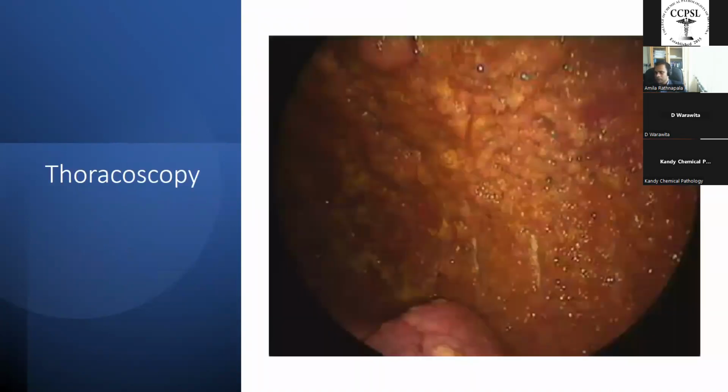There is a thoracoscopic appearance of this pleural effusion. As you can see, there are multiple nodules in the pleura causing this exudative pleural effusion.